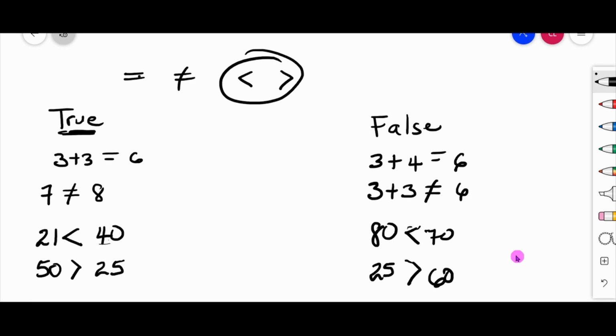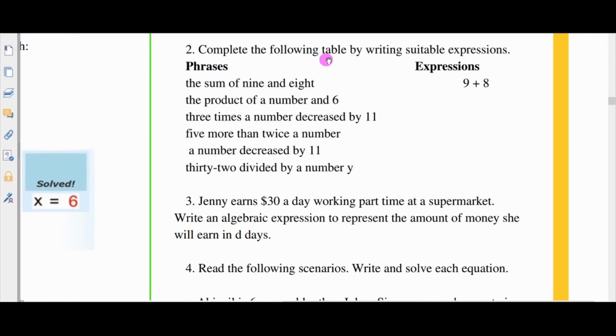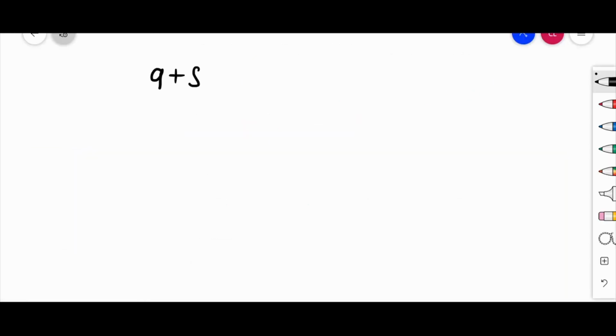looking for is true. Number 2, complete the following table by writing suitable expressions. Now here we have phrases and we have expressions. Now remember, once we say expressions, algebraic expressions, we are not going to write anything that includes an equal sign. So this one says the sum of 9 and 8. So here we have 9 and 8. And we have 9 plus 8. And this is the sum of 9 and 8. Now remember that we're talking about what? Expressions. So if it is an expression, then we have no equal sign. So there's no equal sign in this.